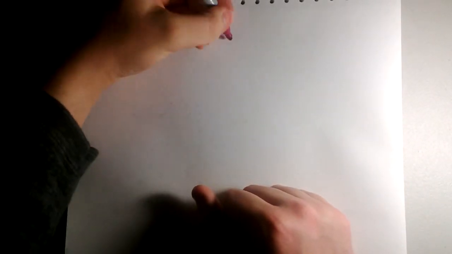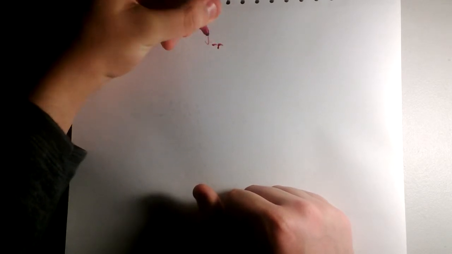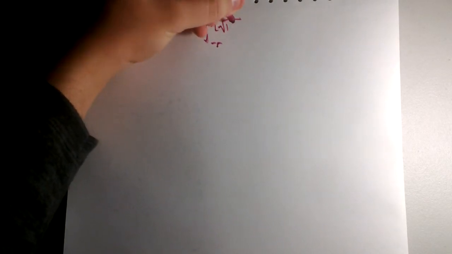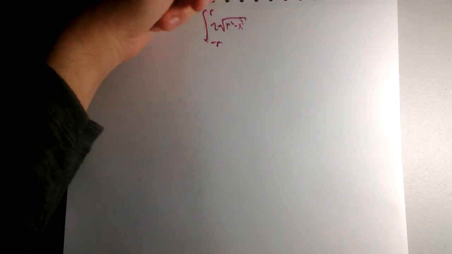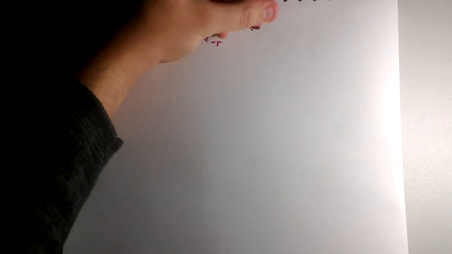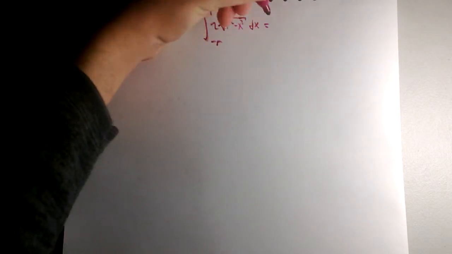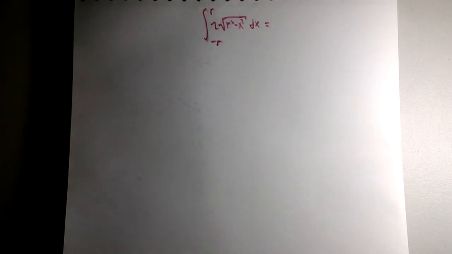All right. So we now know the method for proving the area of a circle, or at least one of the methods. Probably the hardest. And that is to integrate this function of 2 square root of r squared minus x squared dx from negative r to r. Just integrating that. And we know that the result would be pi r squared.